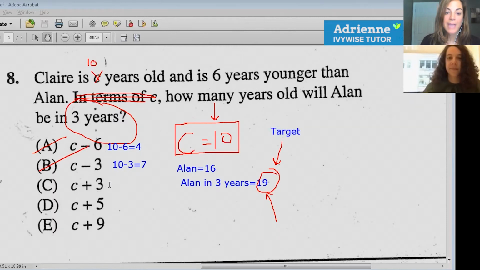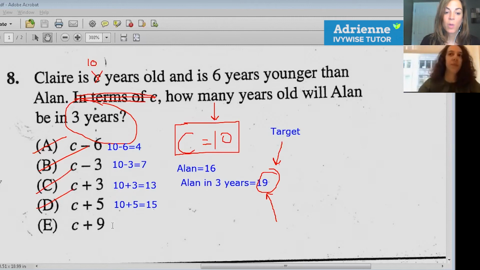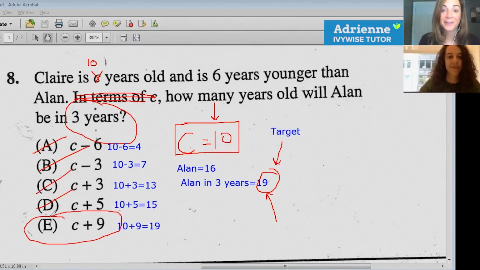And then we're going to do 10 plus 3. And what do we get there? 13. Great. We're getting closer, but we're not there yet. And we're going to have 10 plus 5. What do we get there? 15. Great. Even closer. And finally, our last one, 10 plus 9. What do we get? 19. 19, and that matches our target perfectly, and this is going to be our final answer.